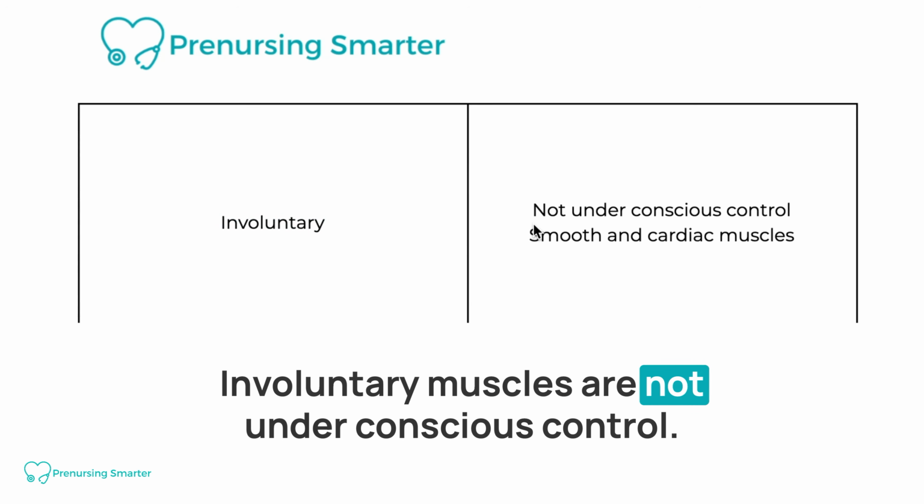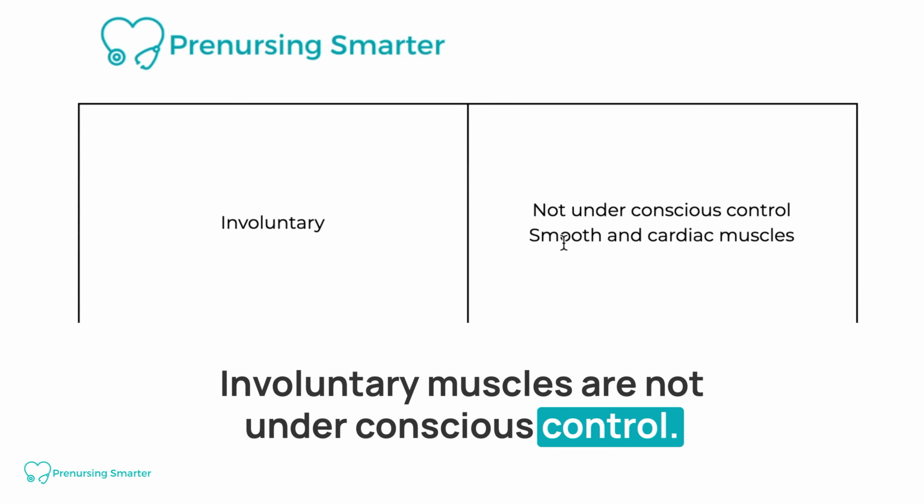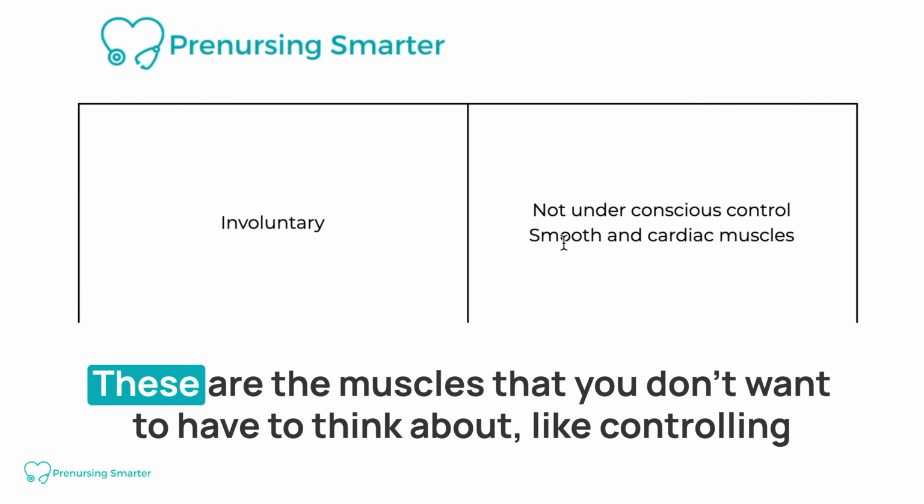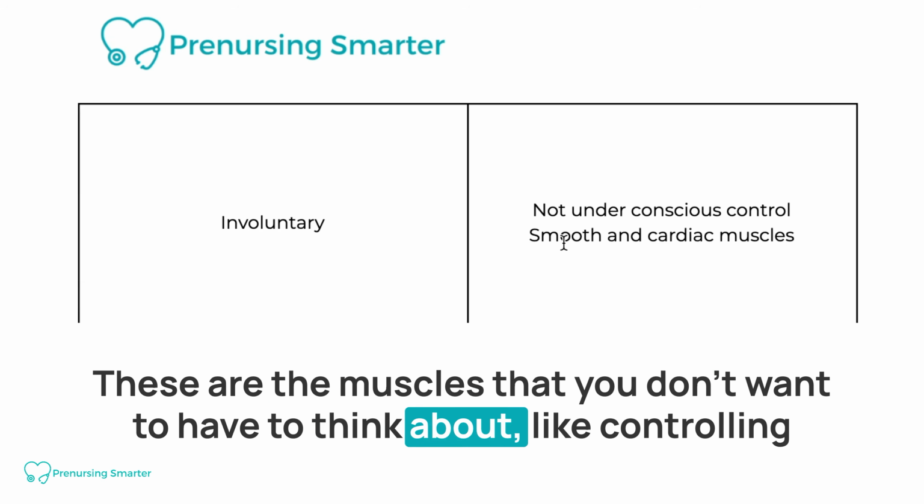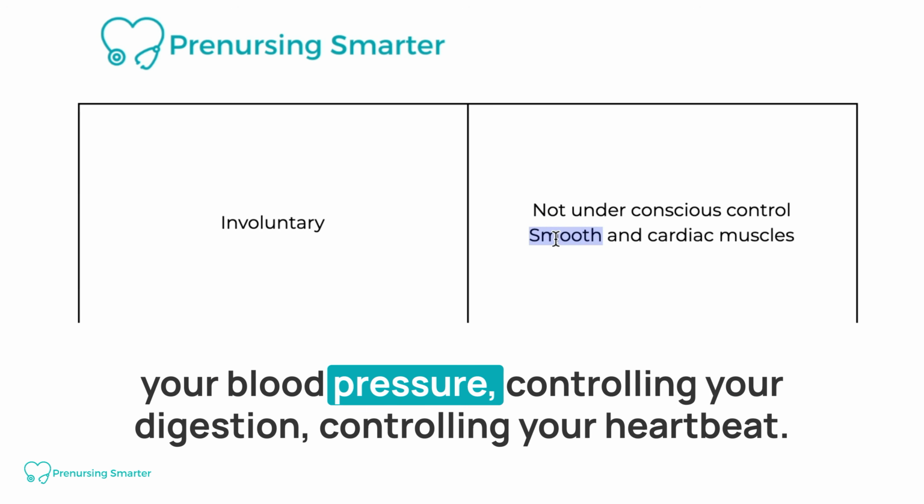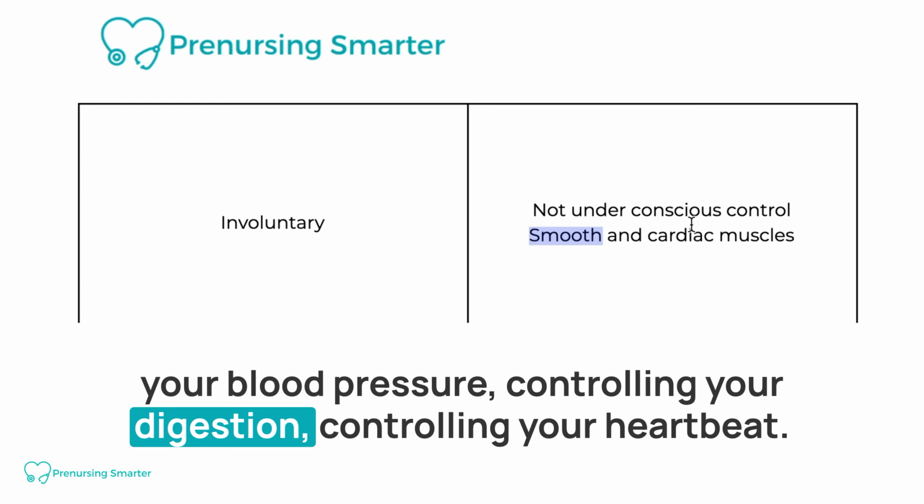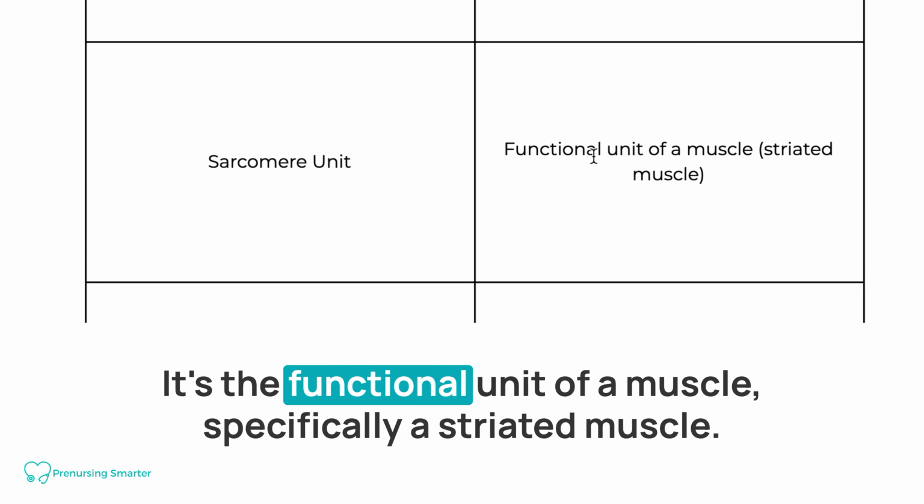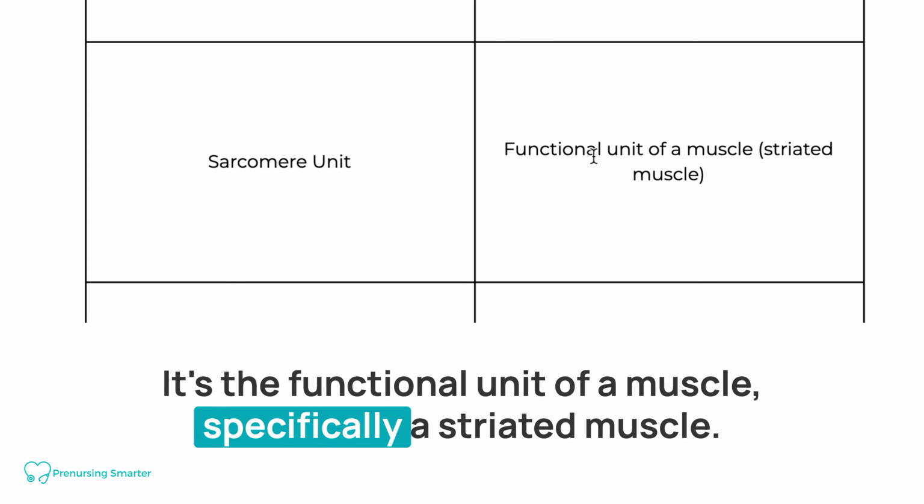Involuntary muscles are not under conscious control. These are smooth and cardiac muscles. These are the muscles that you don't want to have to think about, like controlling your blood pressure, controlling your digestion, controlling your heartbeat. Sarcomere unit. It's the functional unit of a muscle, specifically a striated muscle.